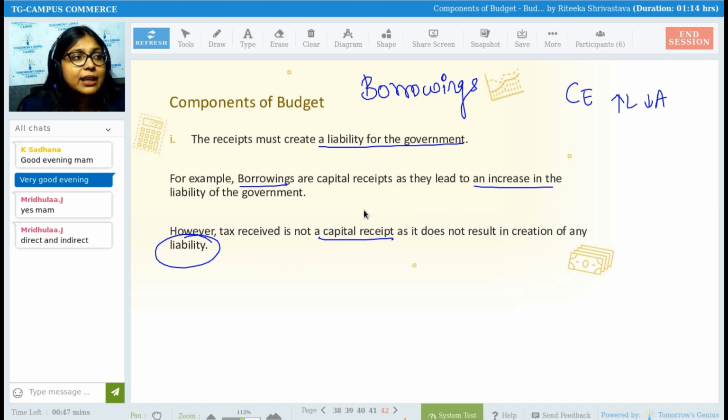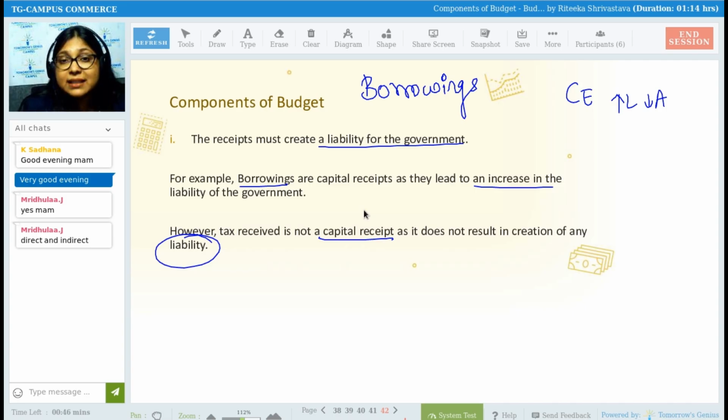Because just imagine, when we give taxes to the government, do we say to the government that in future you will have to repay me these taxes? No. That is not borrowing. The government is not doing borrowings. It is the major source of income for the government. That is something which the government deserves. So that is why we are giving.